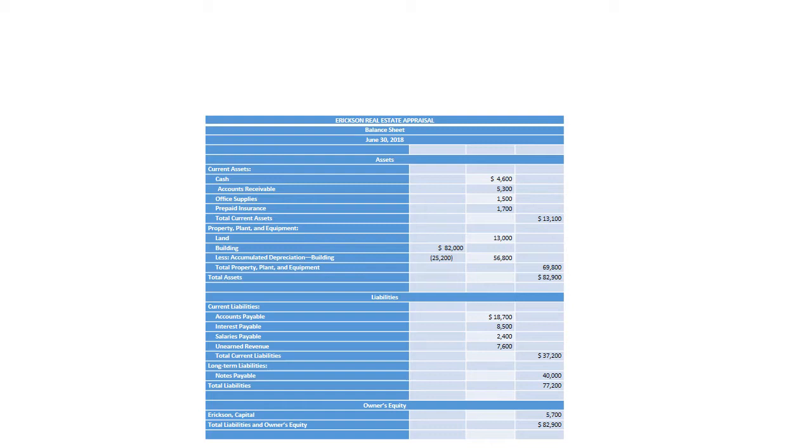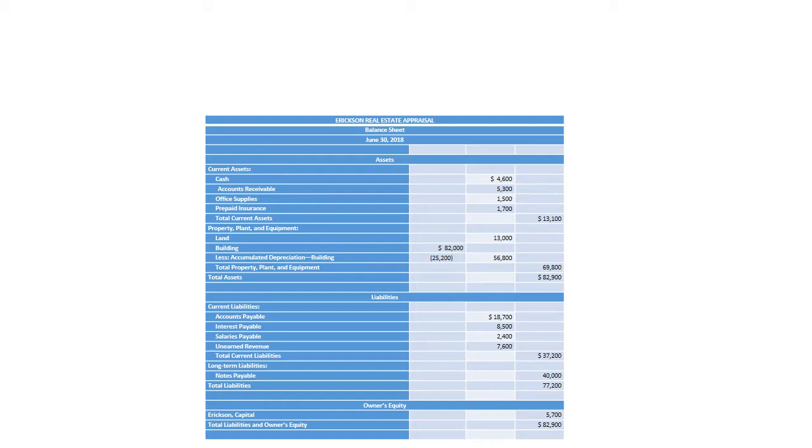But in that inner column, we're going to put the cost of the building, which is the balance of the building account, $82,000, subtract that contra asset accumulated depreciation, building. Remember, all that's in there is all the expense that has been taken on the building so far of the $82,000. We subtract that, and then we get what we call book value. The difference is called book value, $56,800. That doesn't mean Kelly Blue Book value. It just means that's the value of the asset on the books of the company.